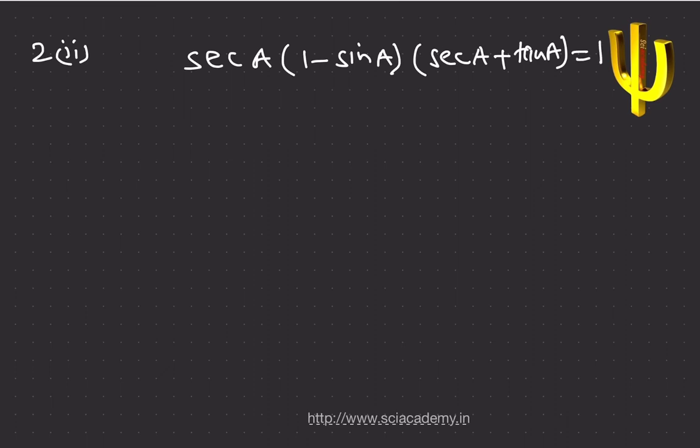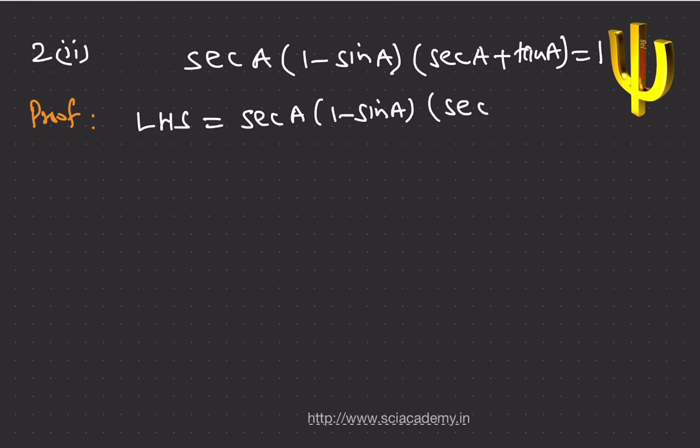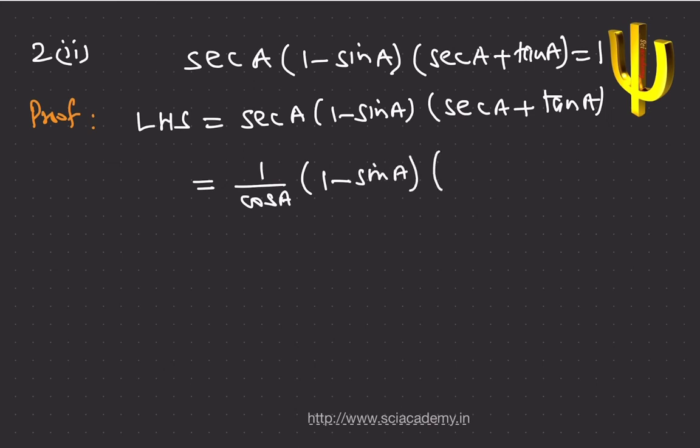So let us prove this. So proof, we are given that LHS equals to sec A into 1 minus sin A into sec A plus tan A. So we can write sec A equals to 1 by cos A into 1 minus sin A into 1 by cos A plus sin A by cos A.